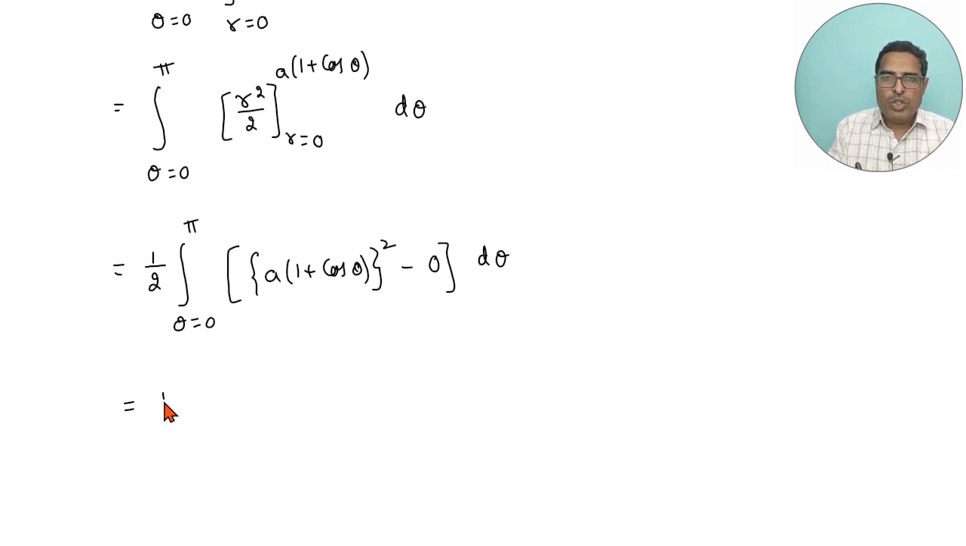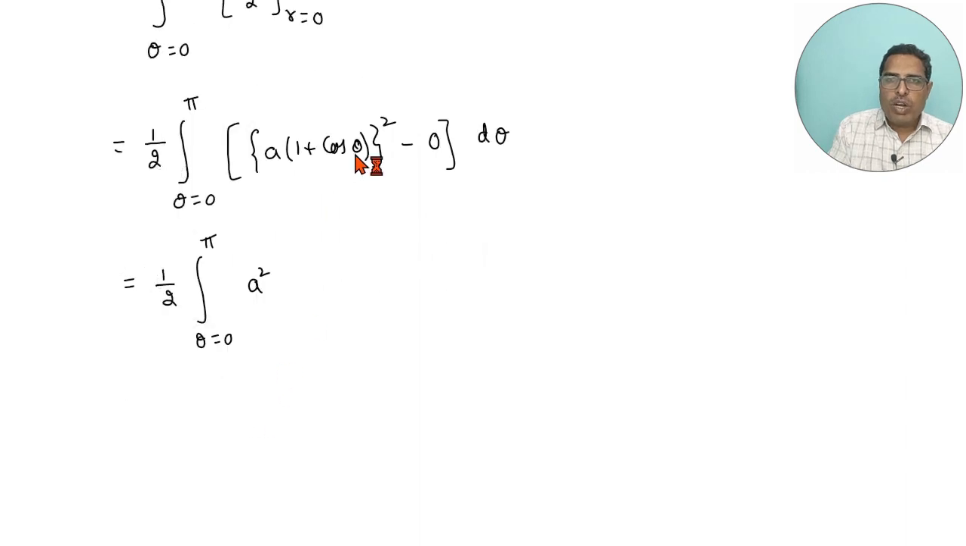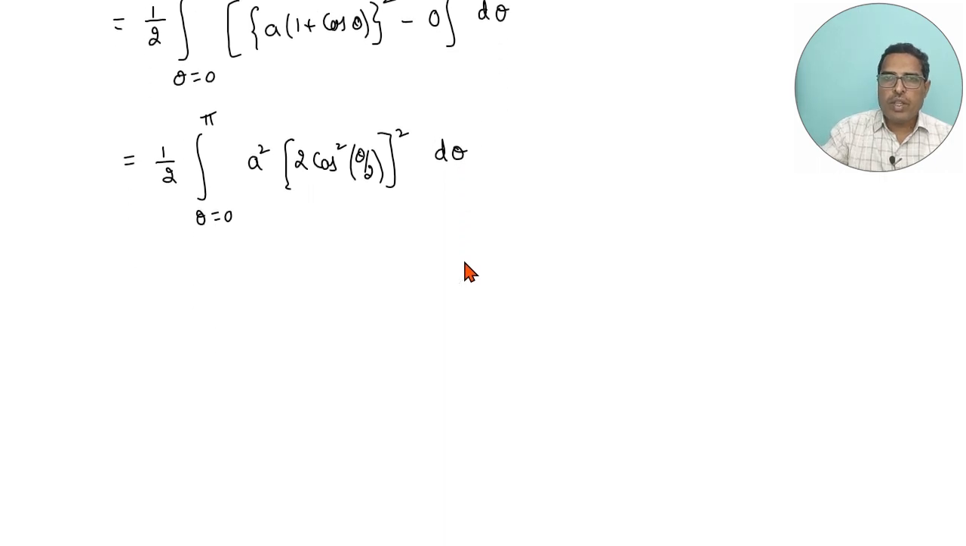This will be equal to half times the integral of theta from 0 to pi. So let us try to square this one. It is a square. This 1 plus cos theta can be written as 2 cos square theta by 2, and the whole square will remain as it is, times d theta. So 1 by 2 as it is, you can take this a square outside.